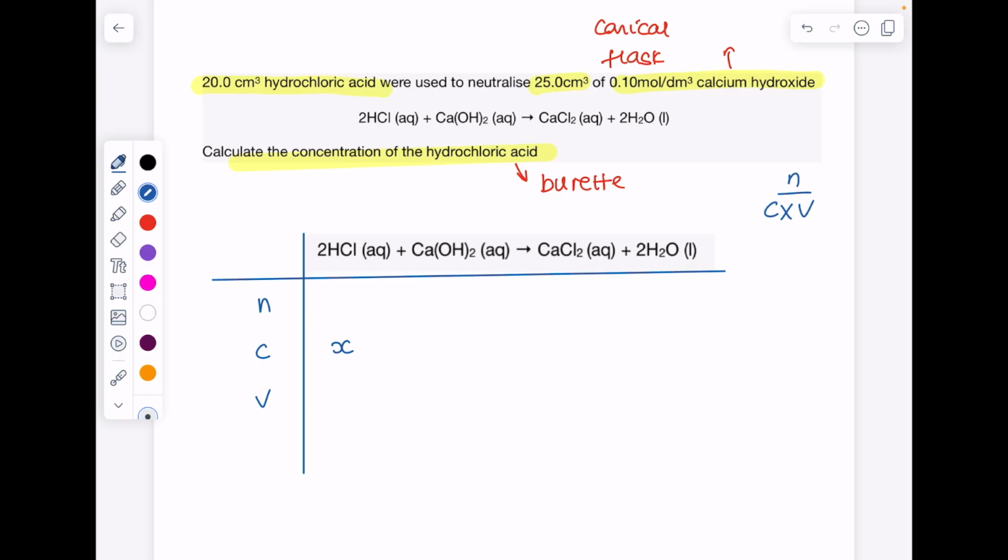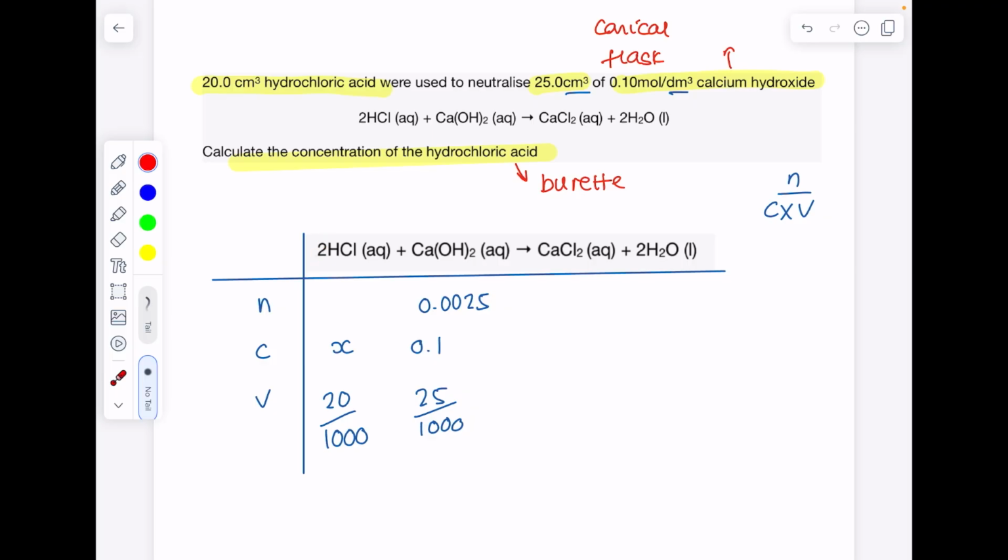Now put in the table all the other information they've provided. We have 20 cm³ of hydrochloric acid, so there's the volume. Just be careful with units. We need that volume in dm³, so we divide that by 1,000. We have 25 cm³ of calcium hydroxide, and then the concentration is 0.1. So initially we want to find the number of moles of calcium hydroxide, which we can see from our formula triangle is concentration times volume. So we just need to multiply those two numbers together to get 0.0025.